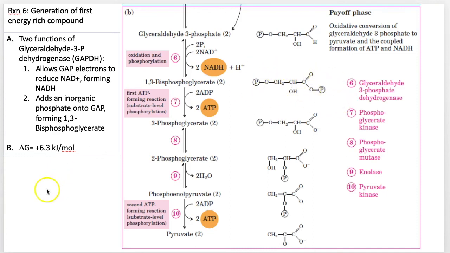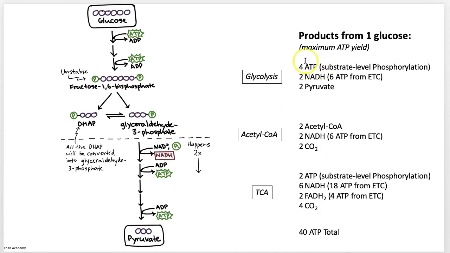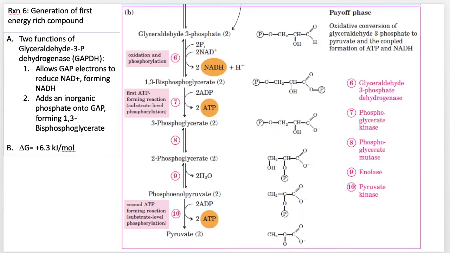So that's 4 separate phosphates that I'm then going to, through the process down below, take and use for substrate level phosphorylation to make ATP. Awesome. So that's where we get those 4 ATP from. If you recall, if we go backwards, we have our 4 ATP coming out of glycolysis. This is where we're actually going to get those out, which is really, really fun.